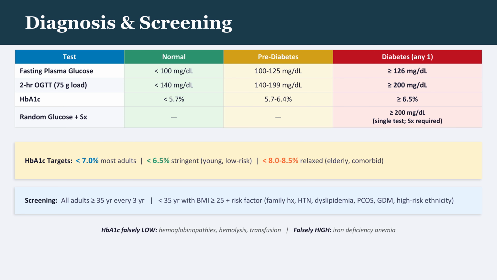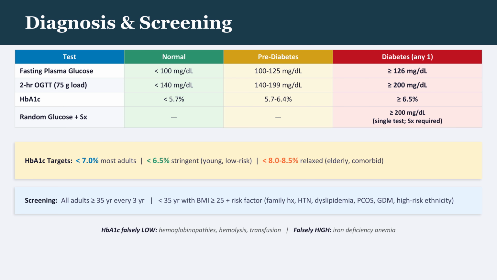Pre-diabetes sits just below each of these thresholds. Fasting glucose 100 to 125, 2-hour OGTT 140 to 199, or HbA1c 5.7 to 6.4%. Now, a quick word on HbA1c. It reflects your average glucose over the preceding 3 months because that's roughly the lifespan of a red blood cell, with the most recent month contributing about 50%. Know the conditions that throw it off. Falsely low in hemolytic anemia, hemoglobinopathies, or after a blood transfusion. Falsely high in iron deficiency anemia.